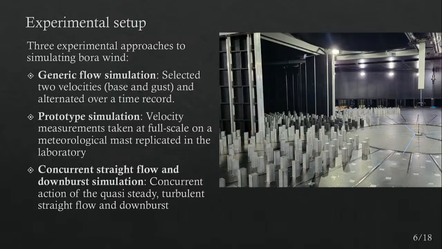And the second method, we did a prototype simulation. We have some velocity measurements taken at full scale on a meteorological mast, and we can replicate them in the wind tunnel or in the Windy Dome using the variable frequency drive. And then the last method that we used is the concurrent straight flow and downburst simulation. So we can have concurrent straight flow from the 60 fan wall in the windy, and we can then combine this with the downburst simulation.